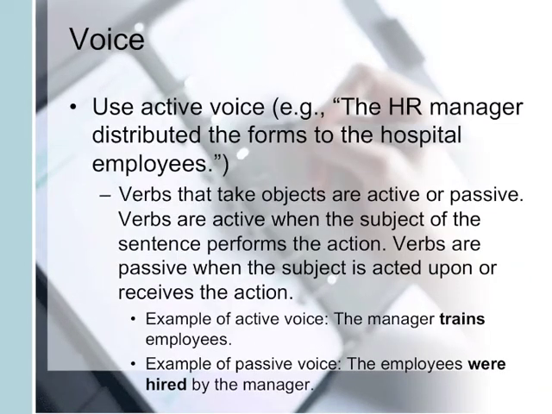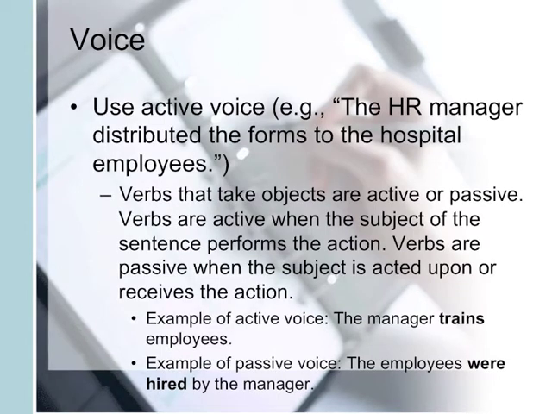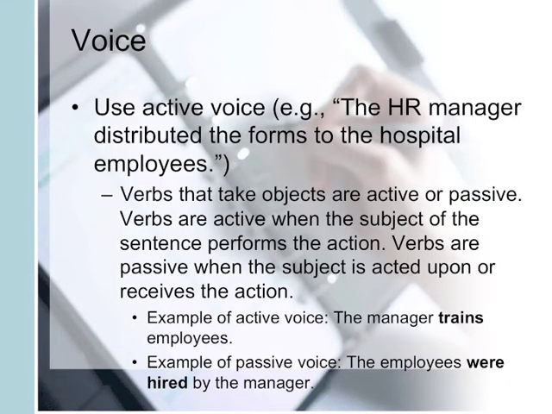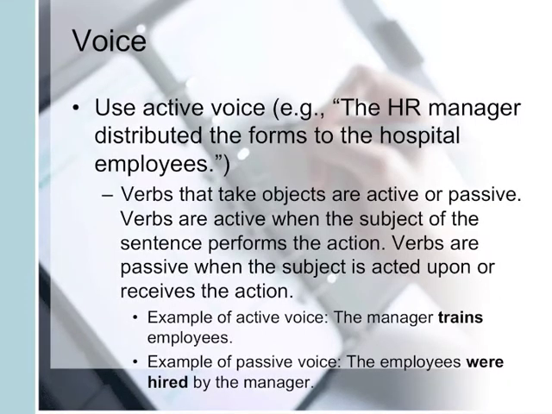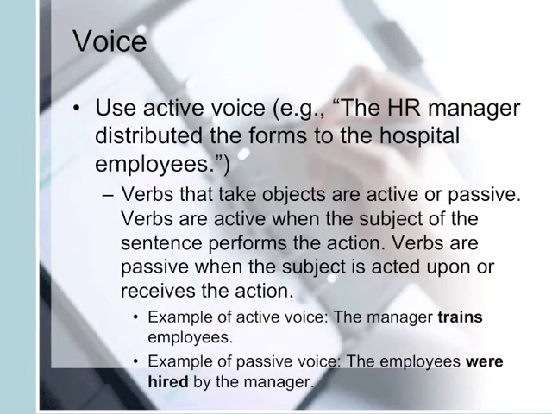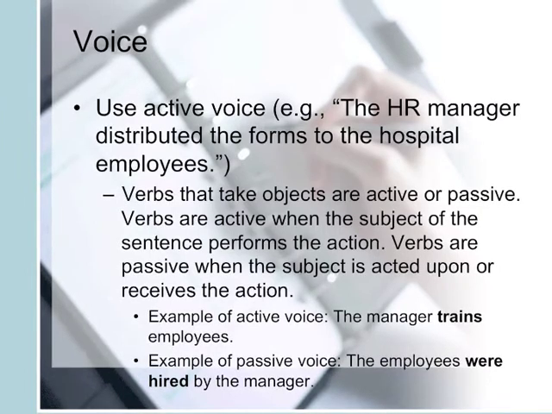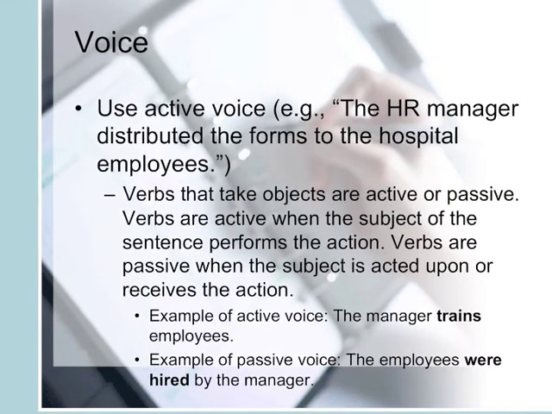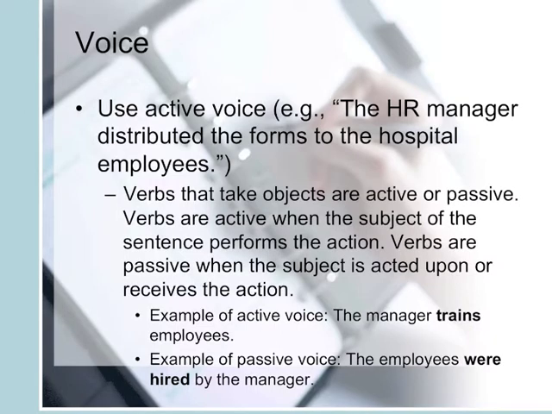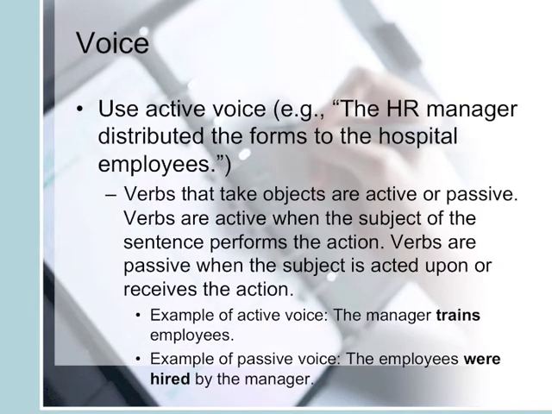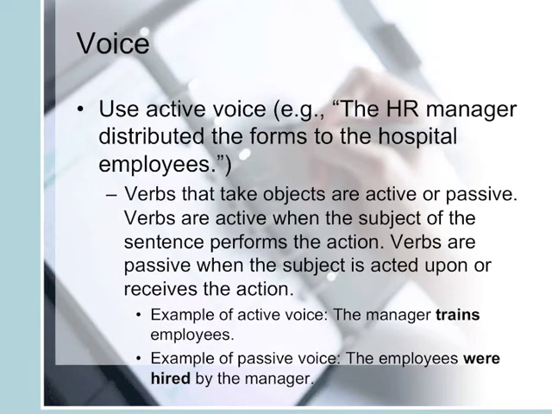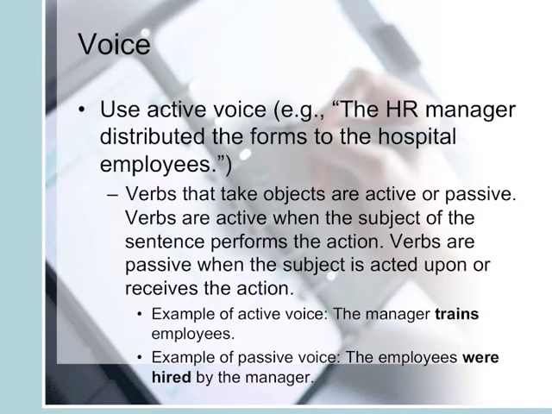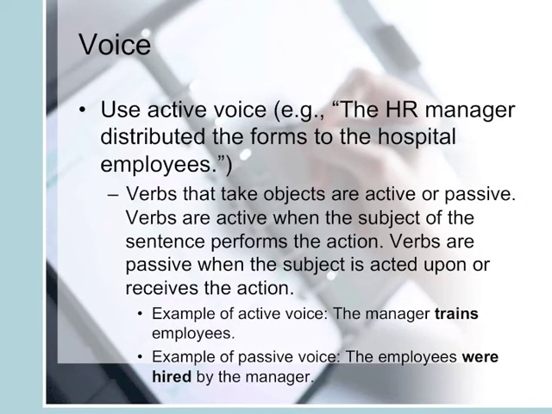You also want to make sure that you're using the proper voice. Active voice is the voice that is preferred for academic writing. Here's an example. The HR manager distributed the forms to the hospital employees. So here we have the HR manager as our subject and distributed as the verb. And the HR manager is at the front of the sentence, followed directly by the verb, showing who is doing the action. That is the main thing to look for when you're using academic writing, is to look for who is doing the action. Can you easily tell that, and can you tell that quickly? If so, you're most likely using active voice.